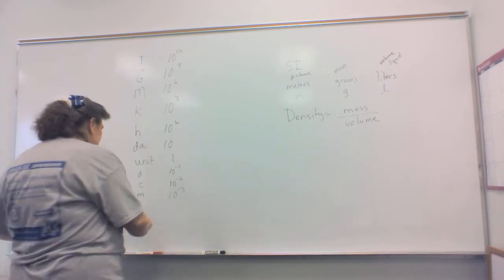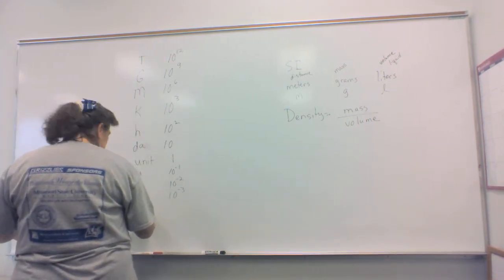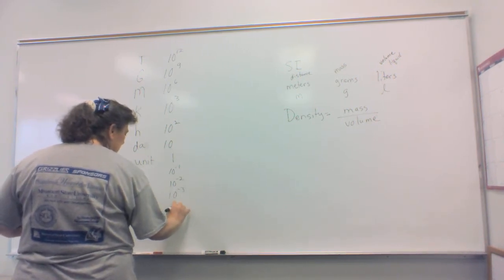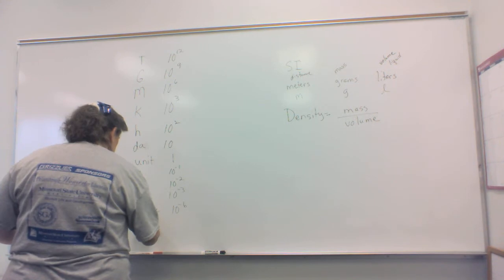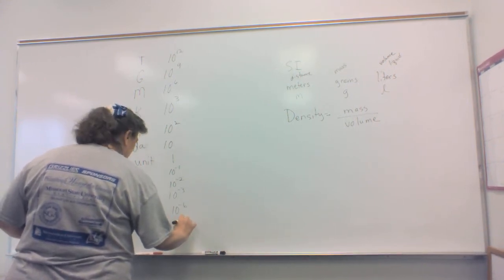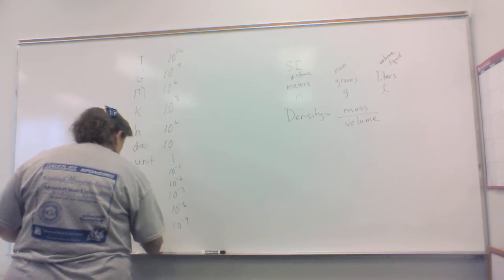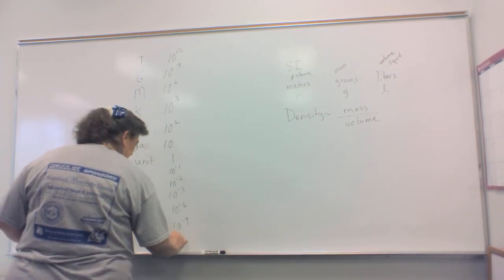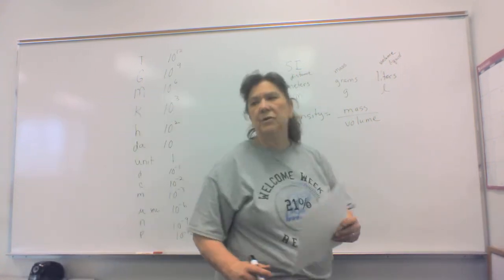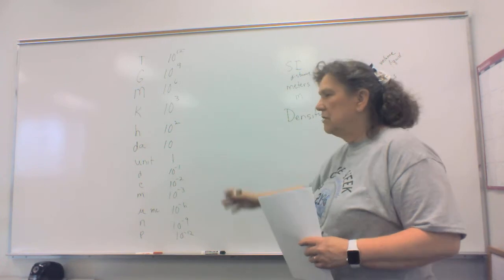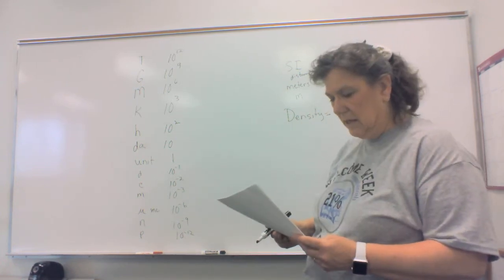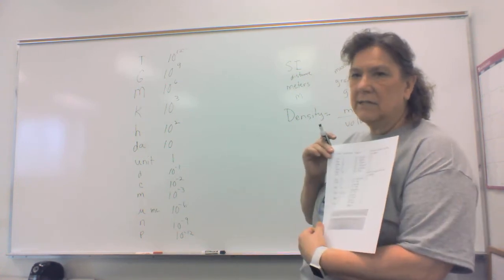And then you've got micro, which is going to be like this, or an MC, and that is 10 to the negative 6. And a nano is N, and it is 10 to the negative 9. And a picometer, or a pico, is a 10 to the negative 12. And you're going to use these definitions, those units, a lot as we work through this kind of thing, which is why I gave you this.